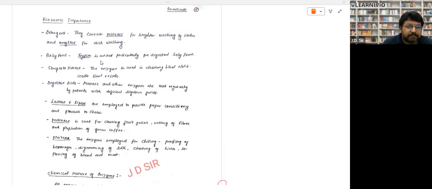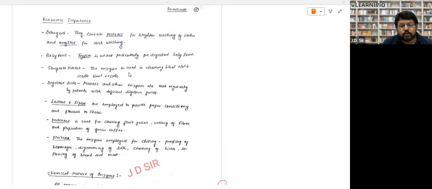Baby food. Trypsin is added, particularly in pre-digested baby food. So those baby foods like Cerelac and all that, the trypsin is added over here. Then streptokinase, the enzyme used for cleaning blood clots.